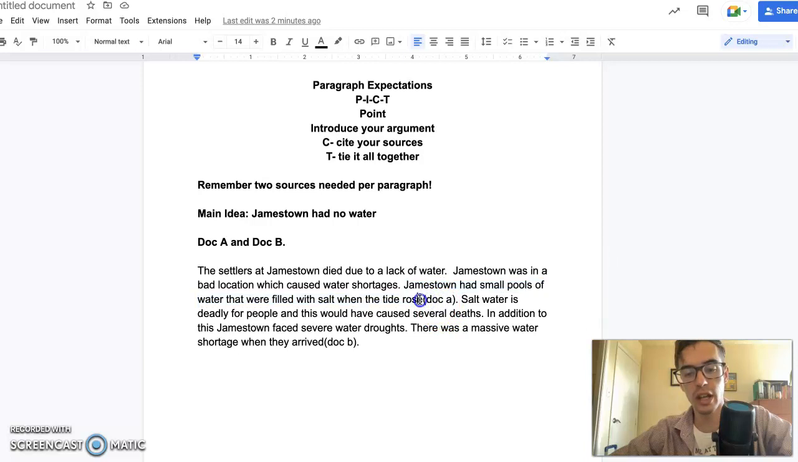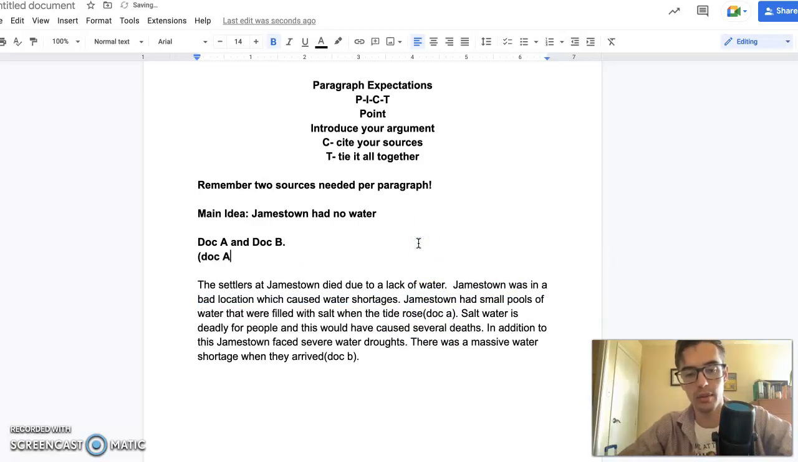So, see how I cited it here? You put the bracket and then document A, like so. This is how you always want to cite your sources. If you use any other format, you won't be able to receive credit for it. This is one of the things that helps a reader find your argument and shows me that you're actually using the documents. So make sure you put this exact format at the end when you use a source. Salt water is deadly for people, and this would have caused several deaths, so I explain it.